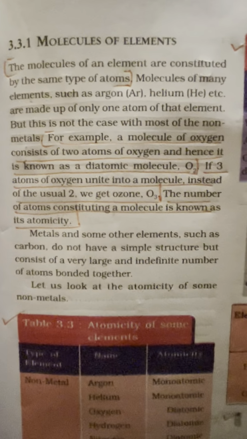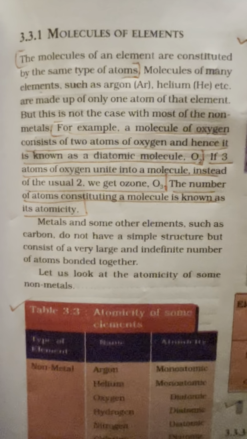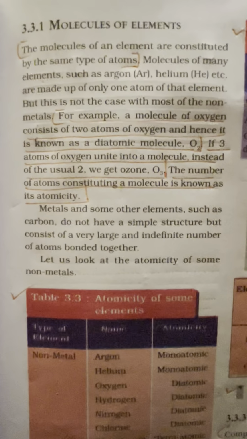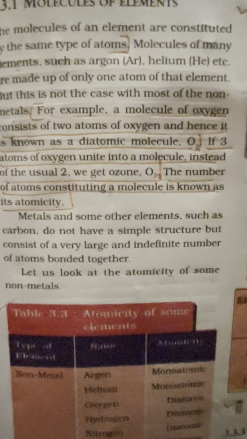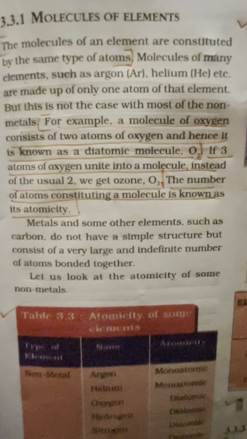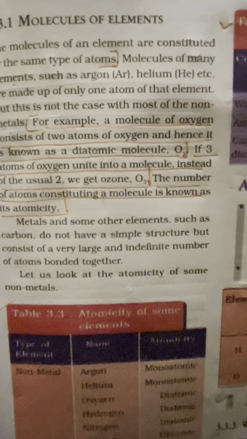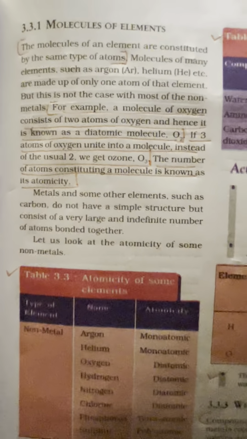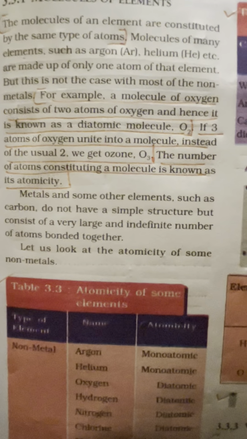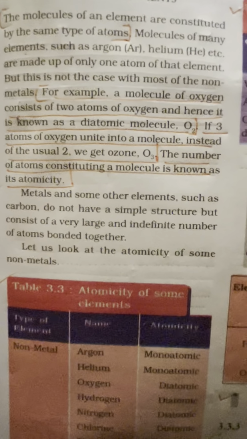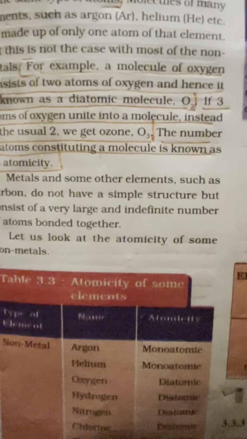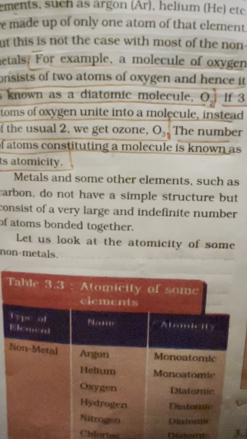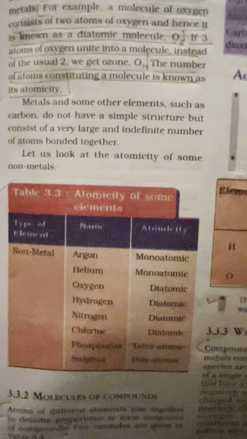Molecules of an element are constituted by the same type of atoms. For example, a molecule of oxygen consists of two atoms of oxygen, so we write O2. It is a diatomic molecule. Three atoms of oxygen make ozone, O3. The number of atoms constituting a molecule is known as atomicity. Once again, two atoms, diatomic O2; three atoms, so it is O3.